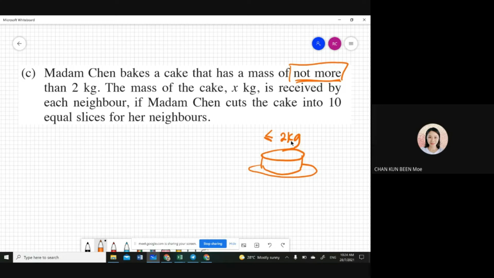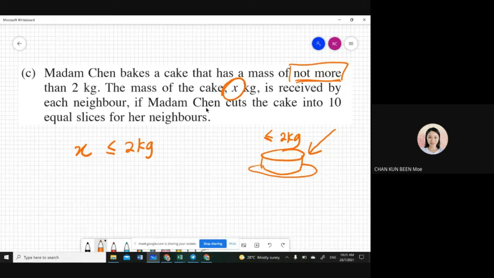Okay, now they say the mass of the cake, x kg, is received by each neighbor. They use the symbol of x, the unknown, to represent the mass of the cake. So I'm going to start like this. Sorry, not x, because of the word mass, I changed to m. m is less than or equal to 2 kg. Originally, now I'm teaching you how to get the linear inequality, but you don't write like this. Okay, followed by the next line, you see.